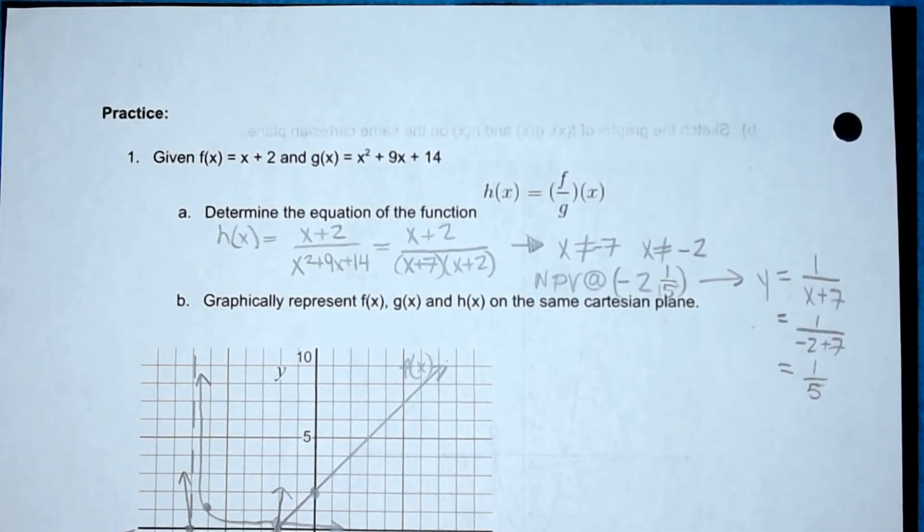Beyond this, you have some practice questions, and then you can continue on to the homework for this lesson.